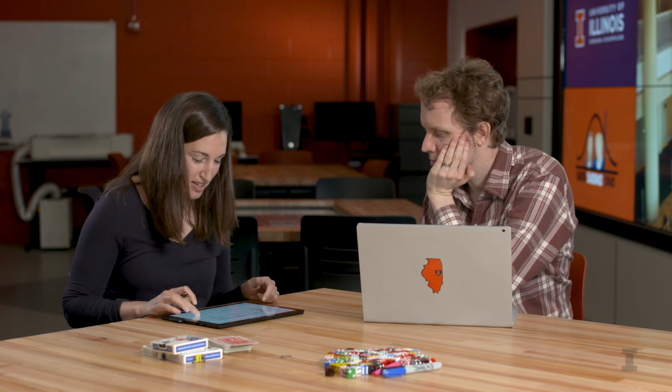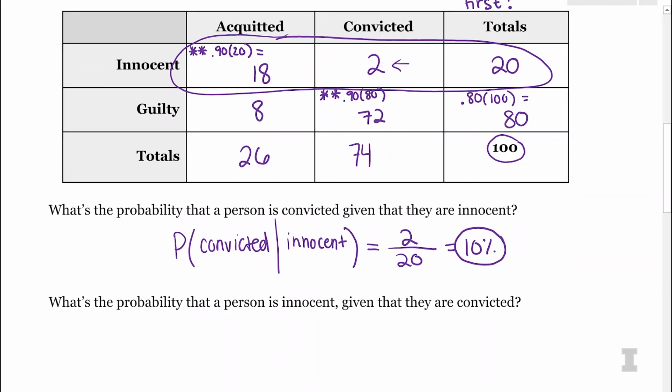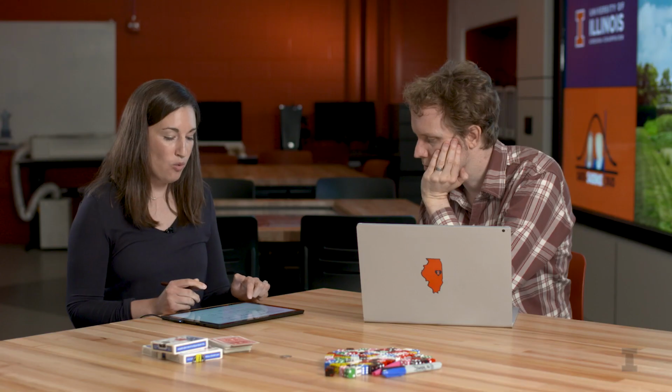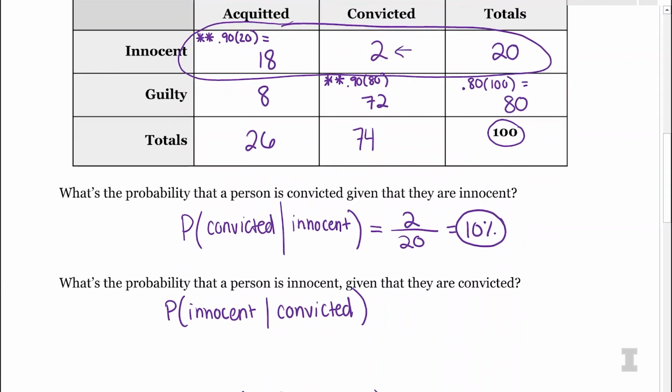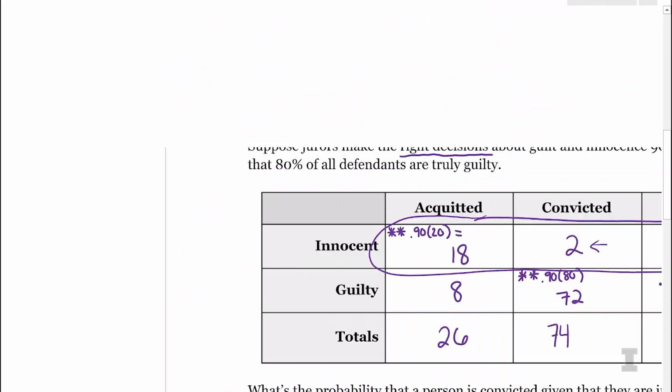So kind of just like we talked about, medical tests aren't always 100% accurate. Neither is our court system. And then the last question says, what's the probability that a person is innocent, given that they are convicted? So this sounds very similar to the previous question, but we're going to see here that the probability of A given B is not always equal to the probability of B given A. Actually, it's usually not. And in this case specifically, we know that the person is convicted.